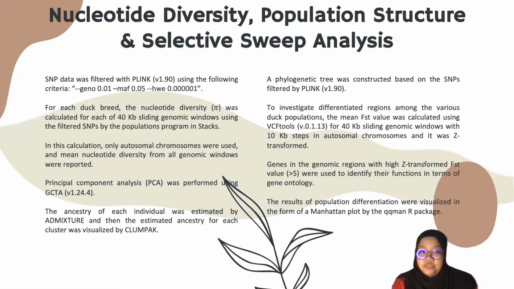SNP data was filtered following certain criteria. For each duck breed, the nucleotide diversity was calculated for each of 40 kb sliding genomic windows using the filtered SNPs. A phylogenetic tree was constructed based on the SNPs filtered by PLINK. To investigate differentiated regions among the various duck populations, the mean FST value was calculated. And finally, the results of the population differentiation were visualized in the form of a Manhattan plot.